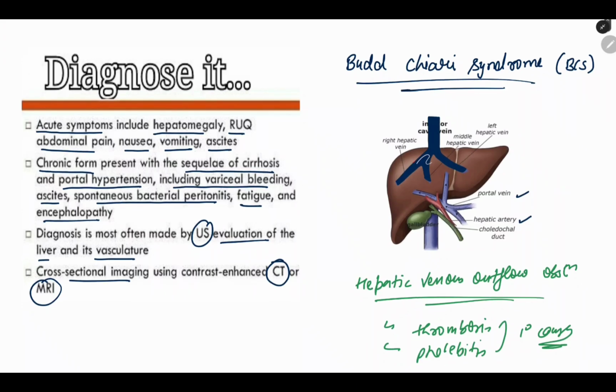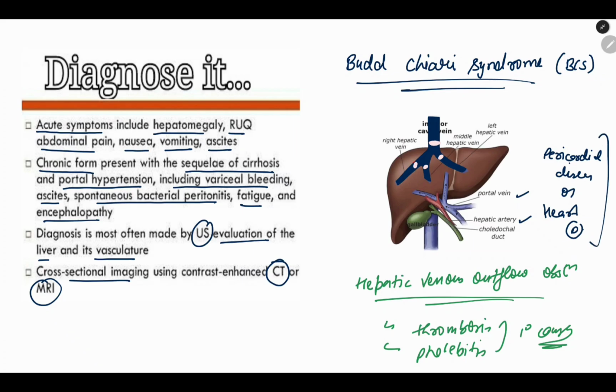So any obstruction in these veins, the right hepatic vein, middle hepatic vein, and left hepatic vein, and also in the inferior vena cava, will lead to the development of Budd-Chiari syndrome. We must keep in mind that any obstruction in these veins leads to Budd-Chiari syndrome. But an important fact is that the obstruction must not be due to any pericardial disease or heart disease.